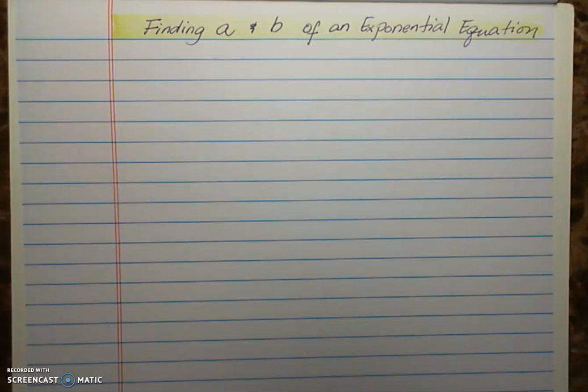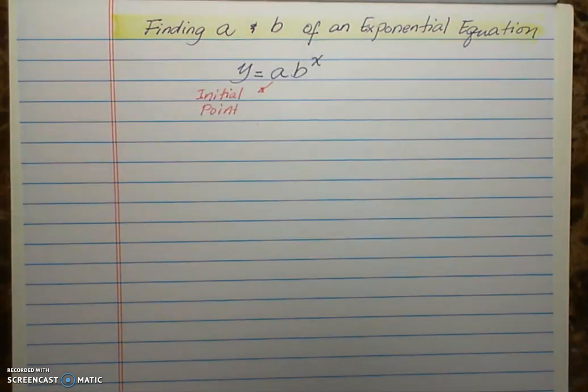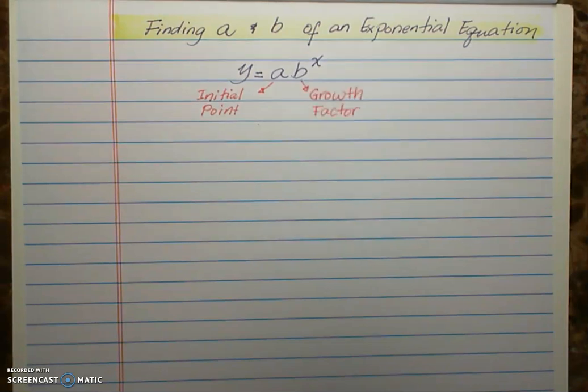Today we're going to discuss finding a and b of an exponential equation. Let us review the parts of an exponential equation. A is your initial point or the starting point. B is your growth factor.